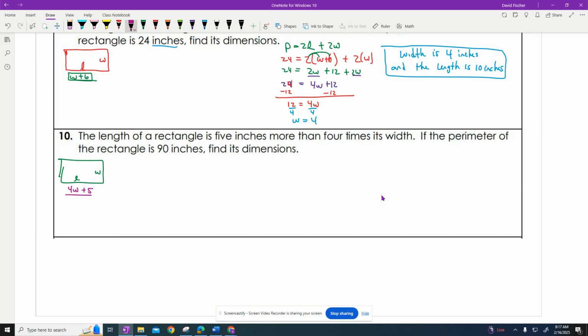All right, so again, I like to write perimeter equals 2 times the length plus 2 times the width. Perimeter means basically adding up all the sides. Okay, so they said the perimeter is 90 equals 2 times my length, which is going to be this 4W plus 5. And plus 2 times the width. So I'm just now going to put 2W there.